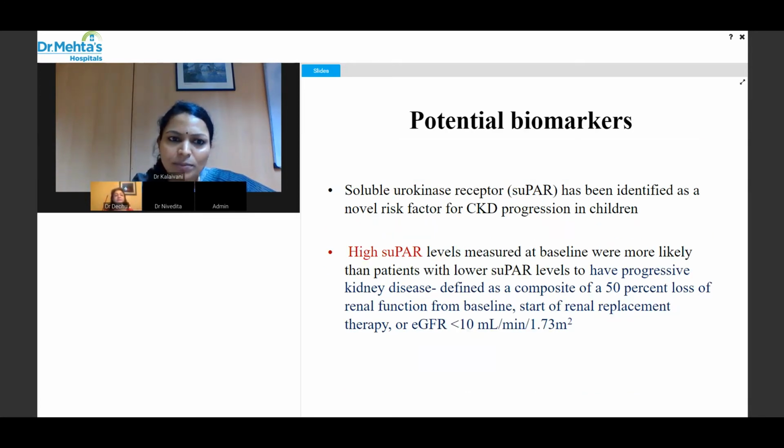The potential biomarker is soluble urokinase receptor, which has been identified as a novel risk factor for CKD progression in children. High suPAR levels measured at baseline were more likely in patients who had a 50% loss of renal function, and children who had to initiate renal replacement therapy.